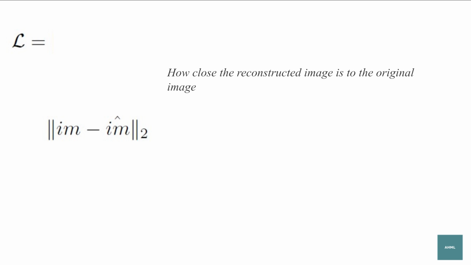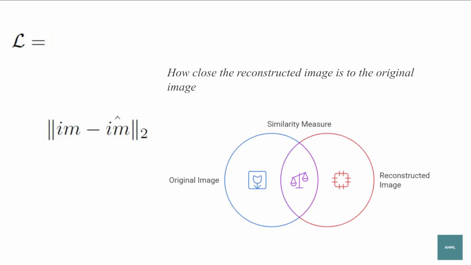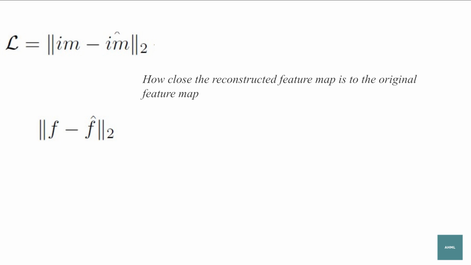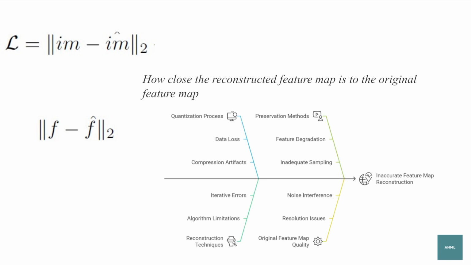The loss function has several parts. Im minus Im hat square is the reconstruction loss. It measures how close the reconstructed image is to the original image. F minus F hat square is the feature map reconstruction loss. It measures how close the reconstructed feature map is to the original feature map. This element ensures that the feature map is preserved during the quantization and reconstruction process.